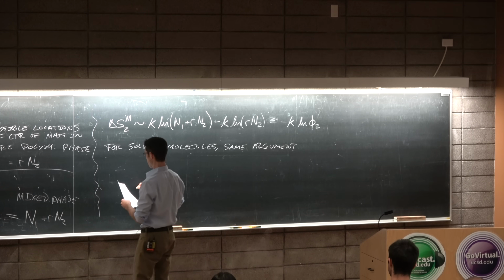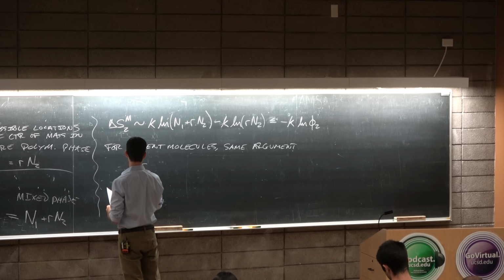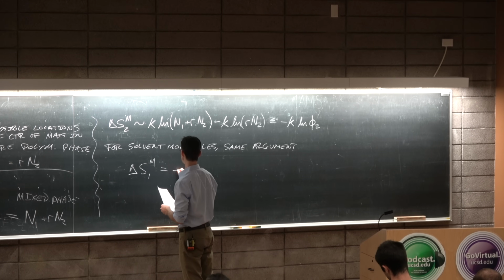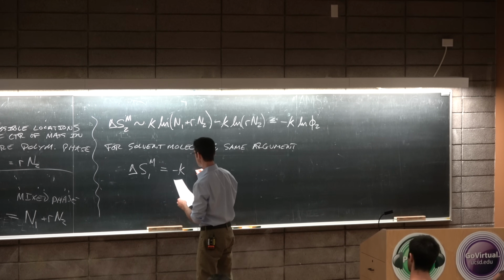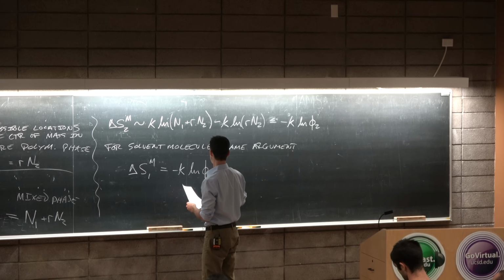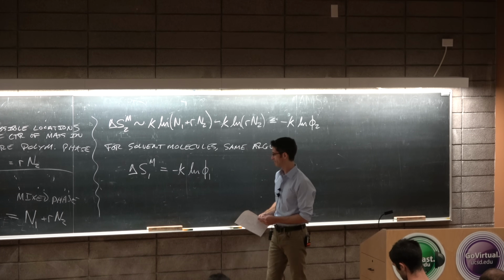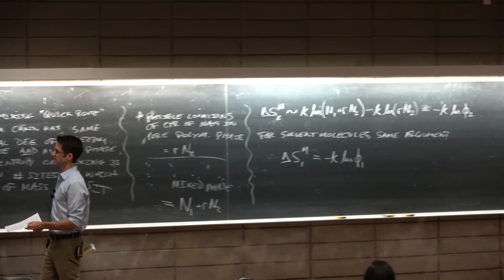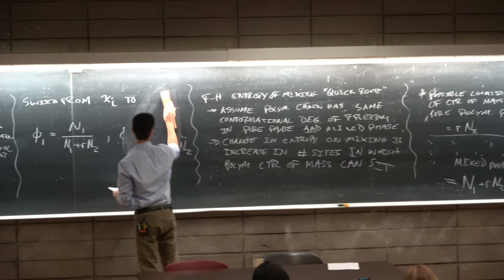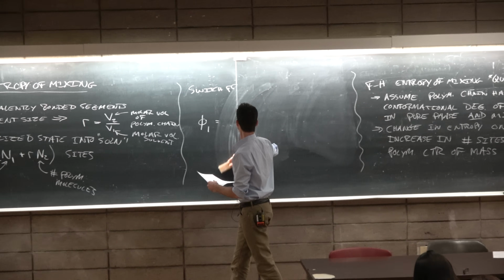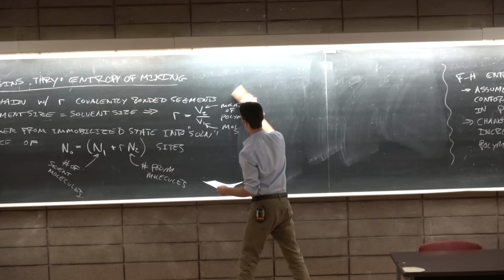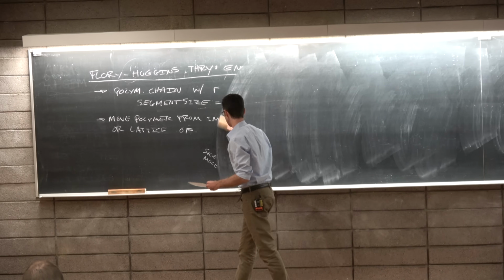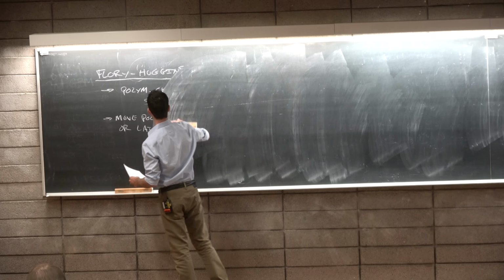And what we get for delta S1 of mixing is minus k natural log phi 1. So to get the total entropy of mixing for the solution, we just add up the change in entropy for each component and then multiply it by the number of molecules in the system, or the number of moles in the system.